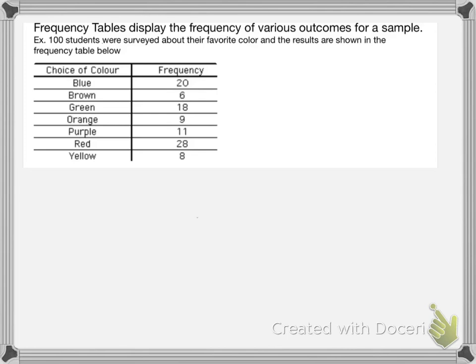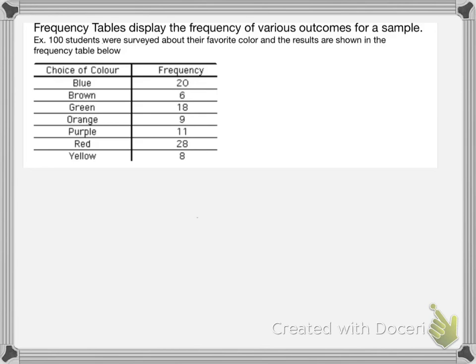For example, if 100 students were surveyed about their favorite color, the results are shown in the frequency table below. So the colors that were the options, the blue, the brown, the green, and so on, are given, and then the frequency, the number of students that answered blue would be 20. So 20 students have a favorite color of blue.